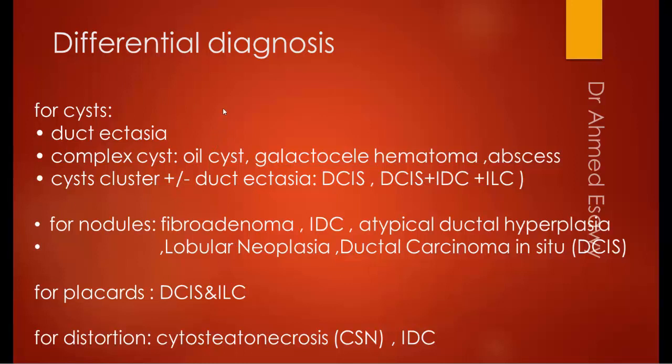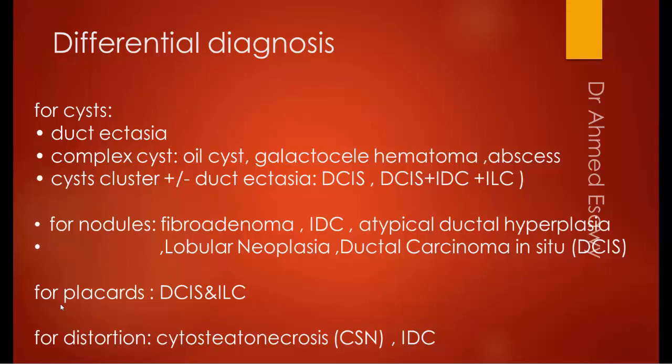Differential diagnosis of fibrocystic change in ultrasound. For cyst, differential diagnosis is duct ectasia. For complex cyst, oil cyst, galactocele, hematoma, abscess. For cyst in cluster with or without duct ectasia, differential diagnosis is ductal carcinoma in situ, ductal carcinoma in situ plus invasive ductal carcinoma, invasive lobular carcinoma. For nodules in fibrocystic change, differential diagnosis is fibroadenoma, invasive ductal carcinoma, atypical ductal hyperplasia, lobular neoplasia, ductal carcinoma in situ. For radial scar, differential diagnosis is ductal carcinoma in situ, invasive lobular carcinoma.